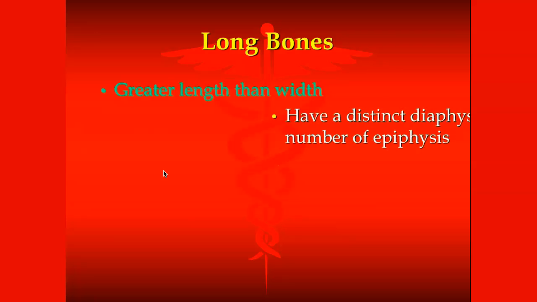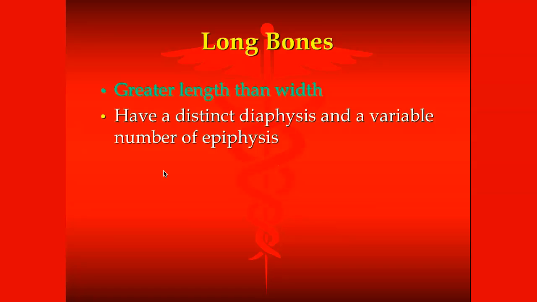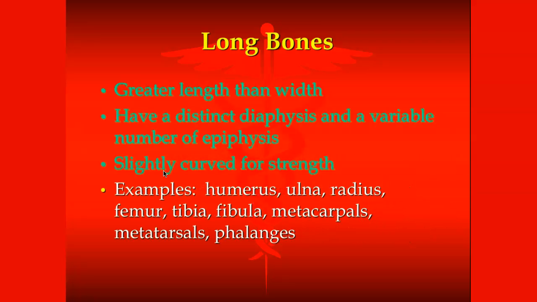So long bones can be found in the arms, so the humerus, the ulna and the radius, the legs, things like the femur, the tibia, and fibula. They can also be found in your fingers, your metacarpals and phalanges, and then in your toes, your metatarsals and phalanges.